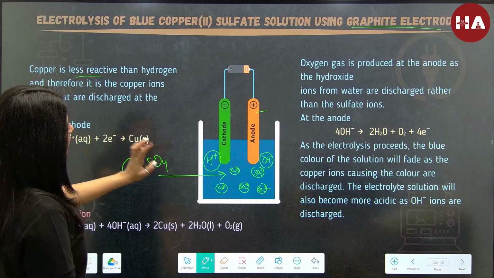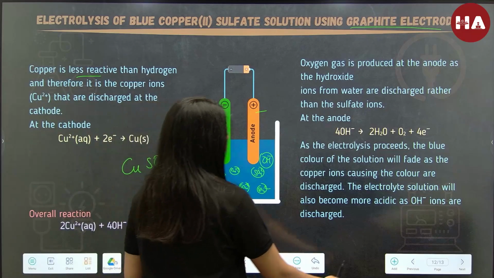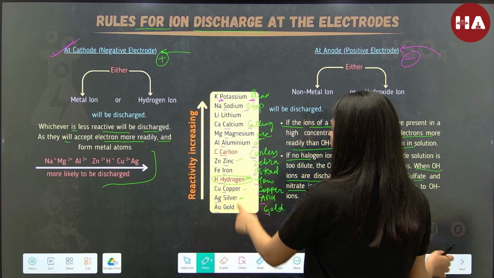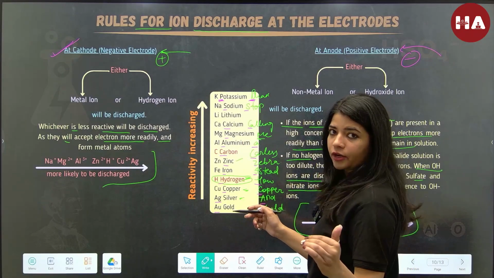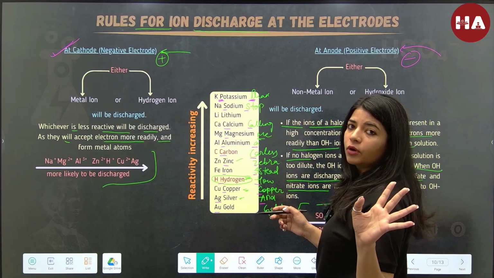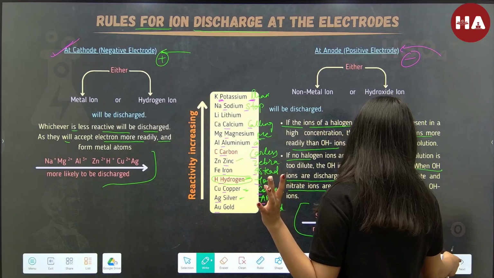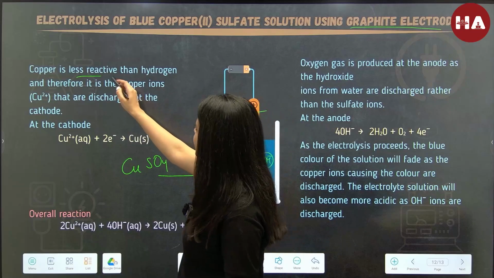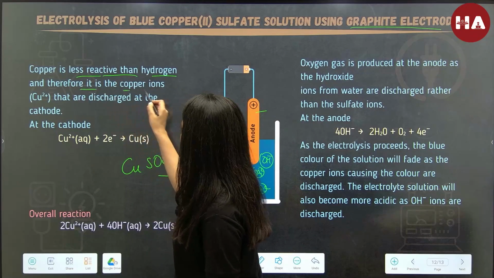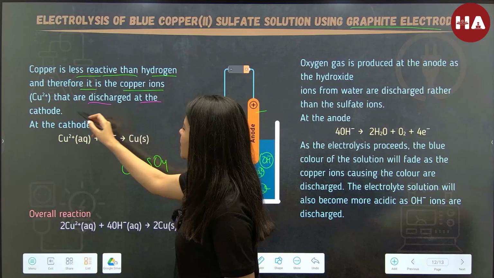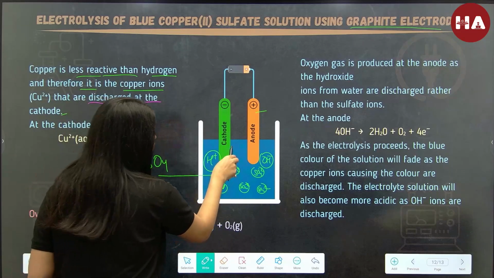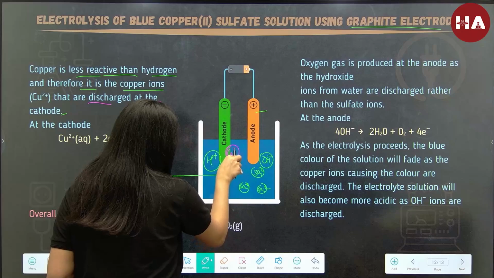Now what will deposit? Let's check copper and hydrogen. Let's check the reactivity series again. The mnemonic you already know. In this you can see copper lies below hydrogen. So definitely copper is going to deposit, not hydrogen. Now read it. Copper is less reactive than hydrogen, and therefore it is the copper ions that are discharged at the cathode. Here you will not see hydrogen, you will see copper ions getting deposited.